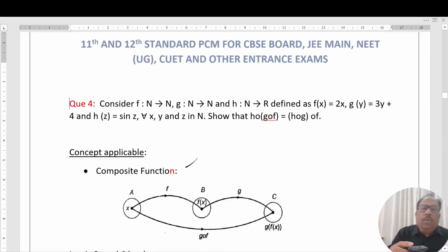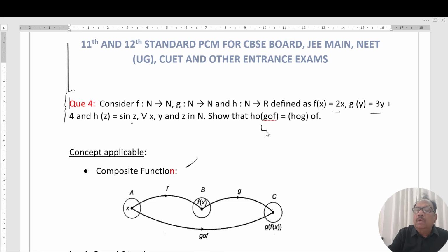Now, we will start the topic composite function. The question is: consider f: N to N, g: N to N, h: N to R defined by f(x) = 2x, g(y) = 3y + 4, h(z) = sin z, for x, y, z in N. Show that h o (g o f) = (h o g) o f.